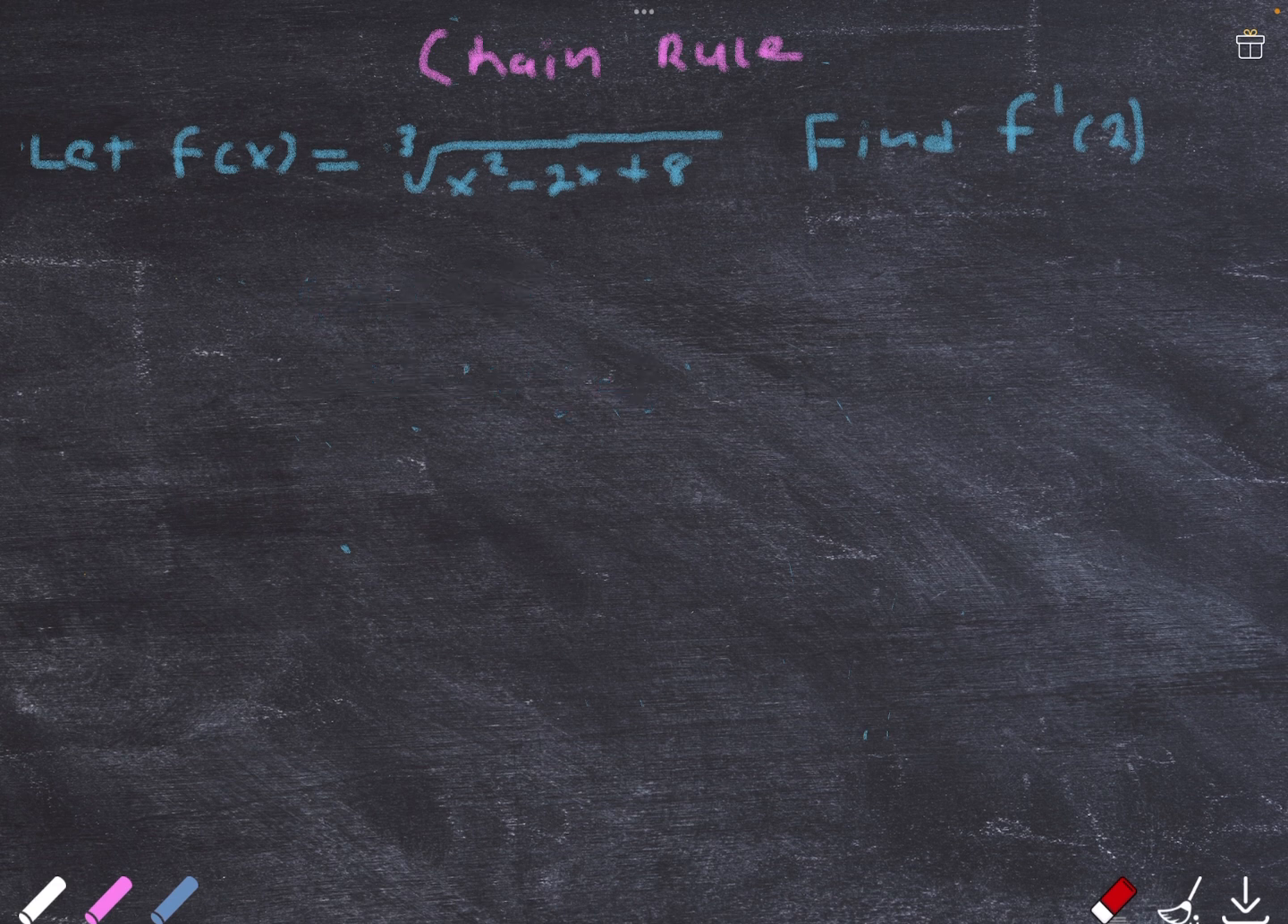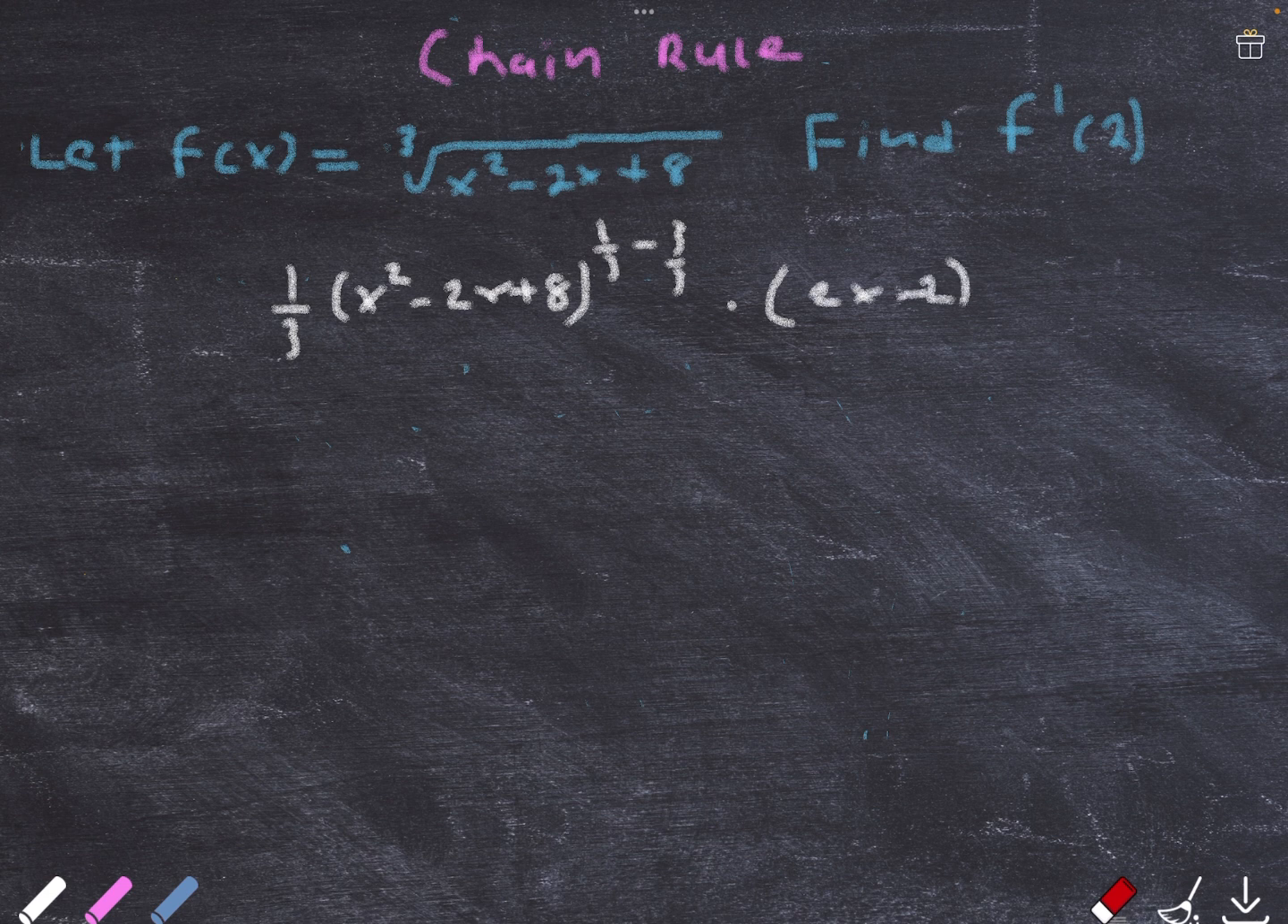So the first step we're going to do is use the power rule to get rid of the cube root and place it in the front as a coefficient. So 1 over 3 times x squared minus 2x plus 8, because we're taking the derivative of the outside. So now it's going to be 1 over 3 minus 3 over 3 as the power, by the power rule. And now we're going to multiply by the derivative of the inside, which is 2x minus 2.